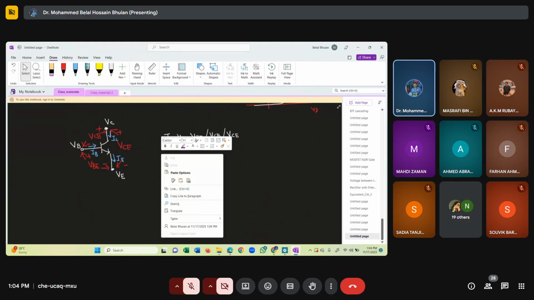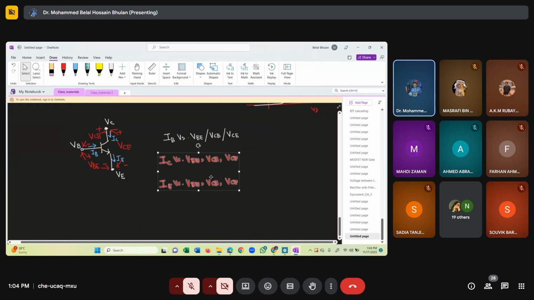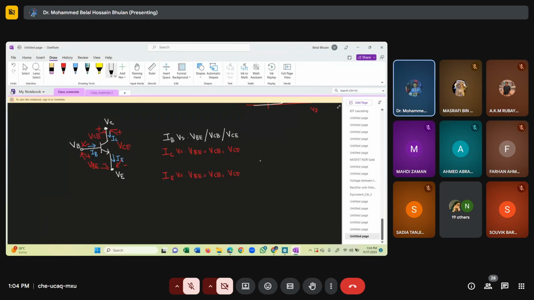It could be like this. It will be IC versus VBE, IC versus VCB, IC versus VE. Similarly, IE versus VBE, IE versus VC, IC. So there are 9 possible combinations of IV characteristics.